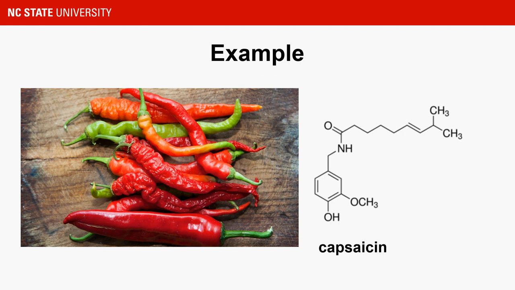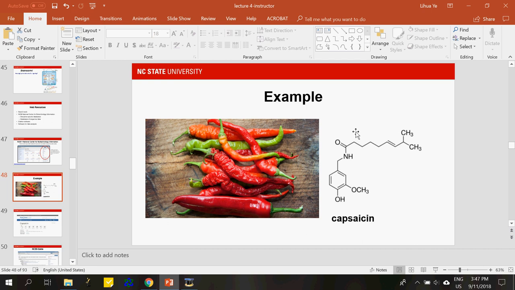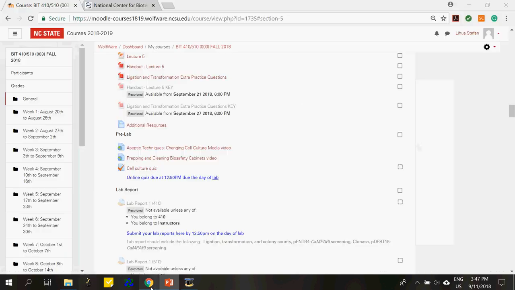The example we are going to use today is a chemical contained in the red chili pepper called capsaicin. This is the chemical structure of the capsaicin molecule. As we all know, eating chili pepper or spicy food can induce a lot of discomfort, which we can call a spicy feeling or a hot feeling. But do you want to understand how the hot feeling is produced? To do that, let's use the NCBI website.